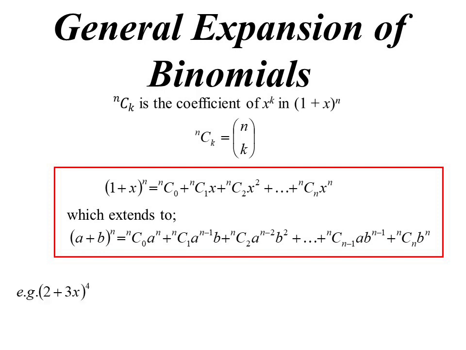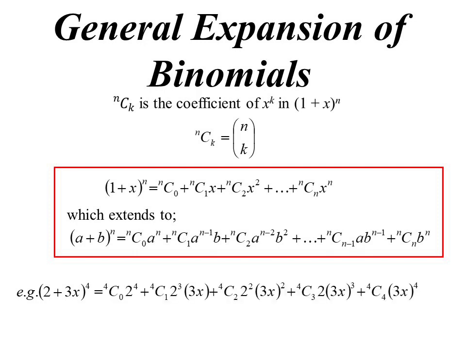So if I have to expand out (2 + 3x)^4, then I know it'll be this: 4C0 times 2 to the power of 4, plus 4C1 times 2 cubed times 3x to the power of 1, and so on and so on. And I can just put that into a calculator and get my answer: 16 + 96x, and so on, up to 81x to the power of 4.